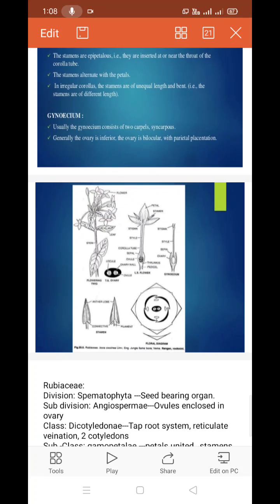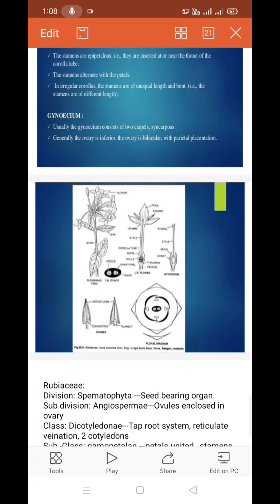Next is the LS of flower. In the LS of flower, you have to see that at the base there is the pedicel, then in the thalamus the ovule is present, which is covered by the sepals. Then there is the formation of the corolla tube. In this corolla tube, the long style is present.